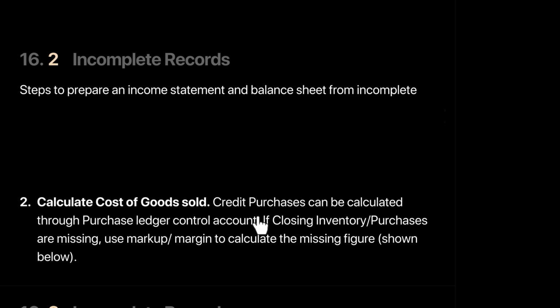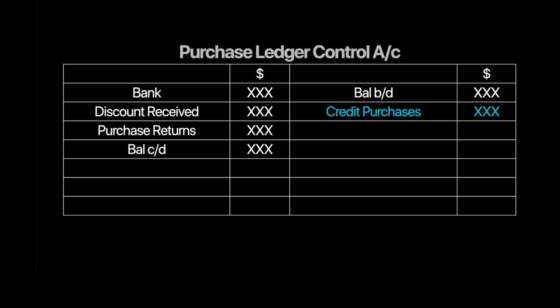For that, we will draw the purchase ledger control account. Just like for credit sales, we drew the sales ledger control account. For credit purchases, we will have to draw the purchase ledger control account. Okay, if the inventory figure is missing, we will have a separate video on that where I will explain, but for now I'm assuming the inventory figure is given, but your credit purchases are missing. So let's take a look at your purchase ledger control account.